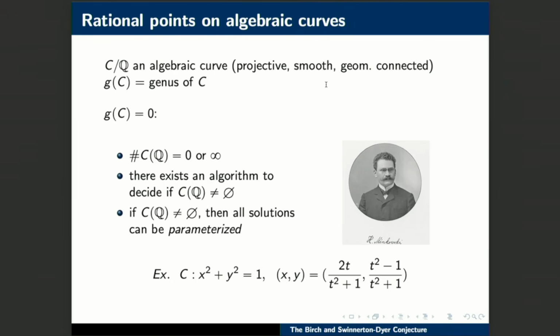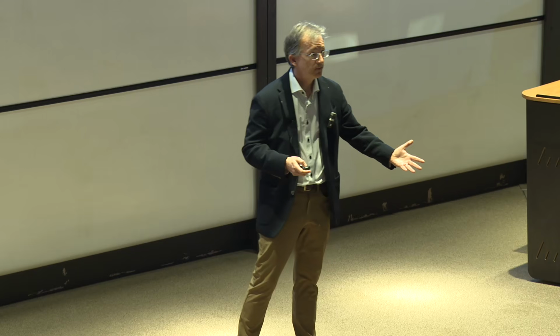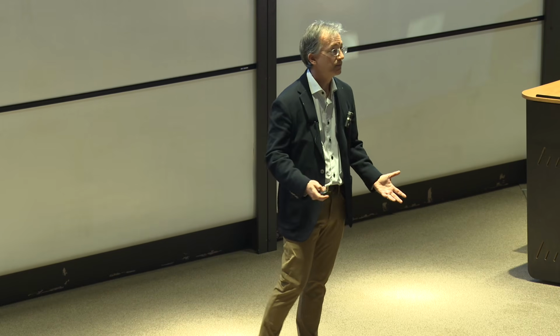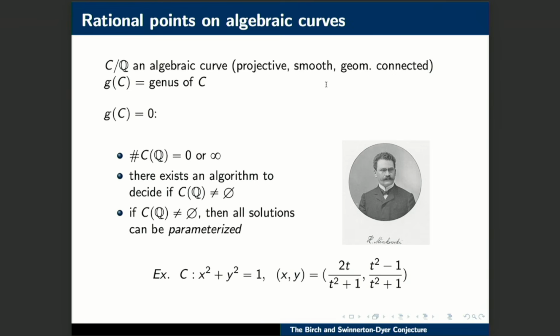So we look at curves of genus 0. So these were the donuts with no holes, beignets, I think. The number of rational points falls into two cases. There's either no rational points, or if it has a rational point, there's in fact infinitely many. Even better, there exists an algorithm to decide which case you're in. So you hand me an equation, there's a finite check to decide whether there's 0 or infinitely many. And you also know that as soon as you know one solution, you can parameterize all the others.